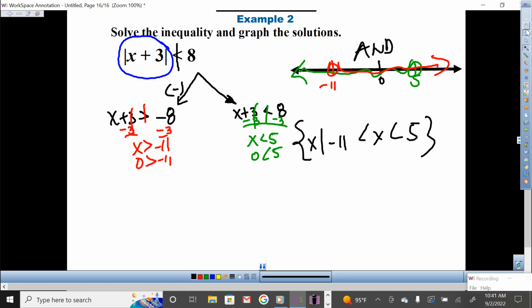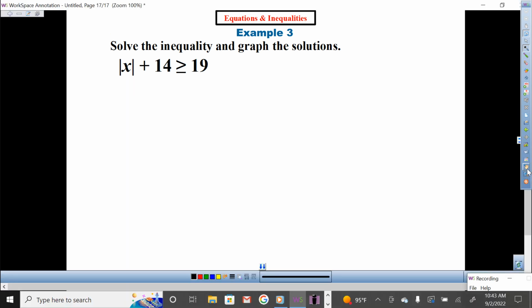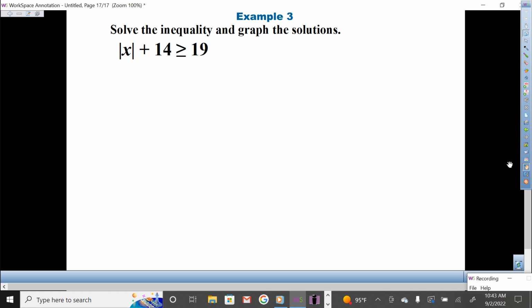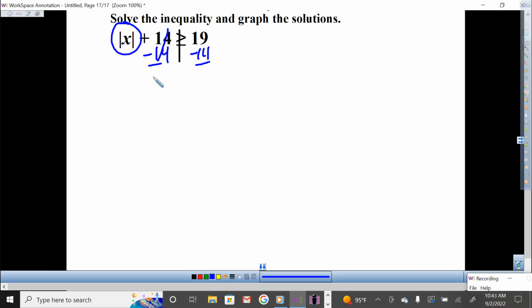Anyways, example 3. Copy this. We got absolute value of x plus 14 greater than or equal to 19. All right, before I call on someone, tell me what's the first thing you're going to do for that one, and then the second. All right, good communication. Get us started, please, Christopher. Subtract 14 to both sides. That is correct. Absolute value of x greater than or equal to 5.